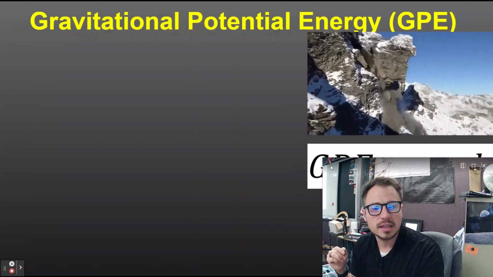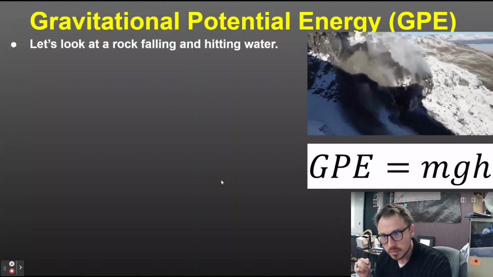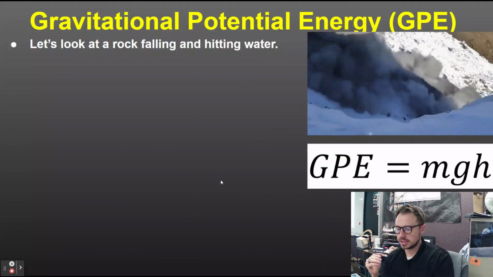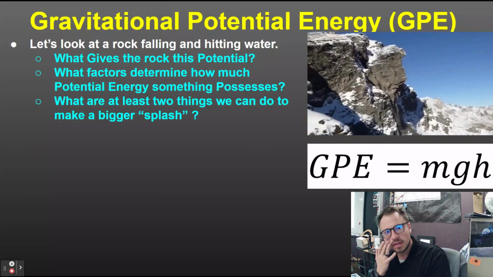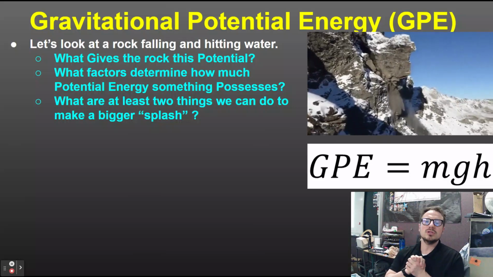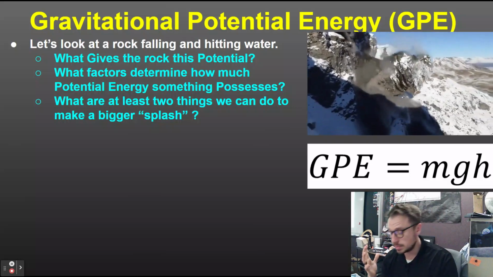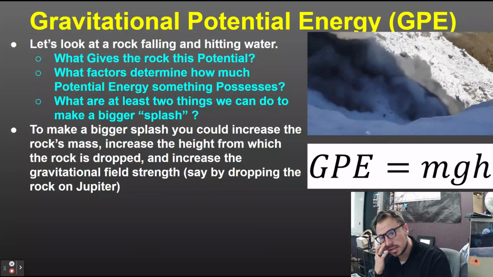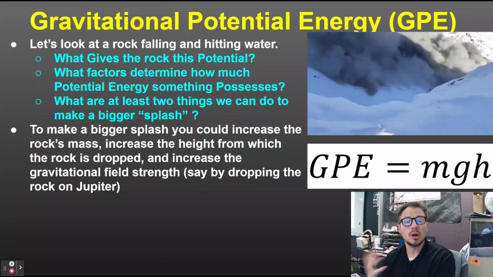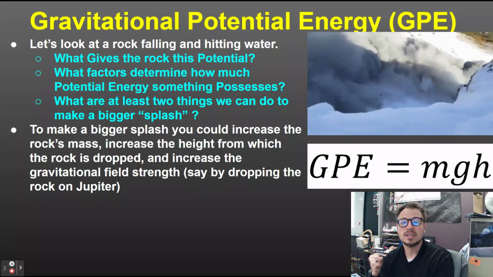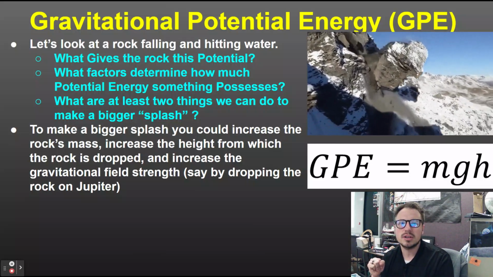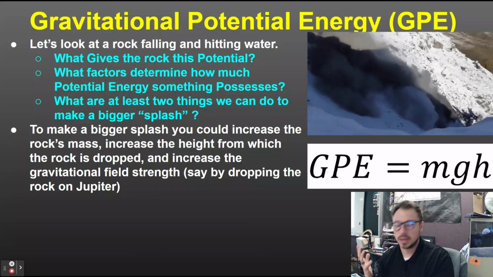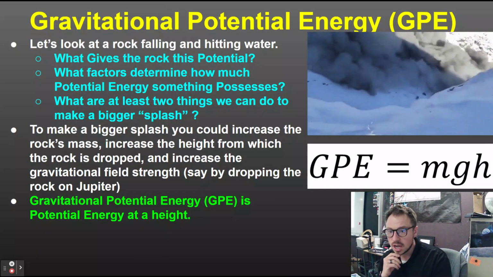So let's take a look at these different forms of energy. Let's take a look at a rock falling down, right? What gives that rock potential? Right. So if you were dropping a rock in the water, what could you do to make that splash bigger? Well, you could increase the mass, get a larger rock, or you could increase the height from which it's dropped. And the last one, this one's kind of tricky. You could go to a planet with a stronger gravitational force.